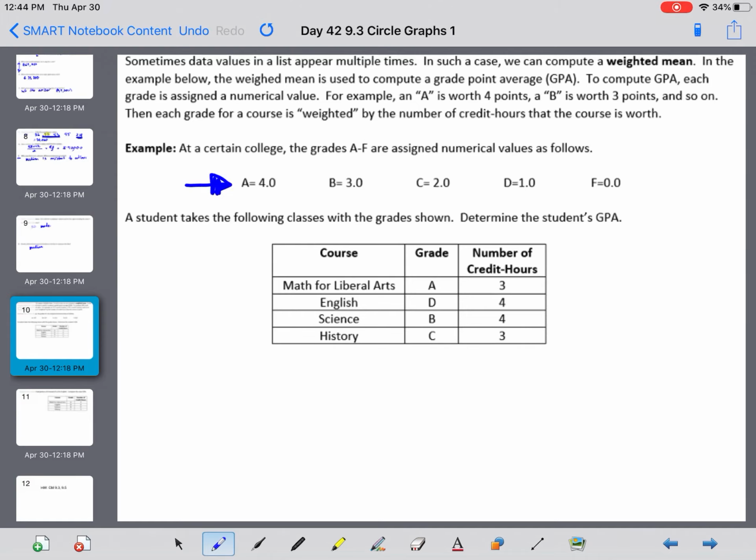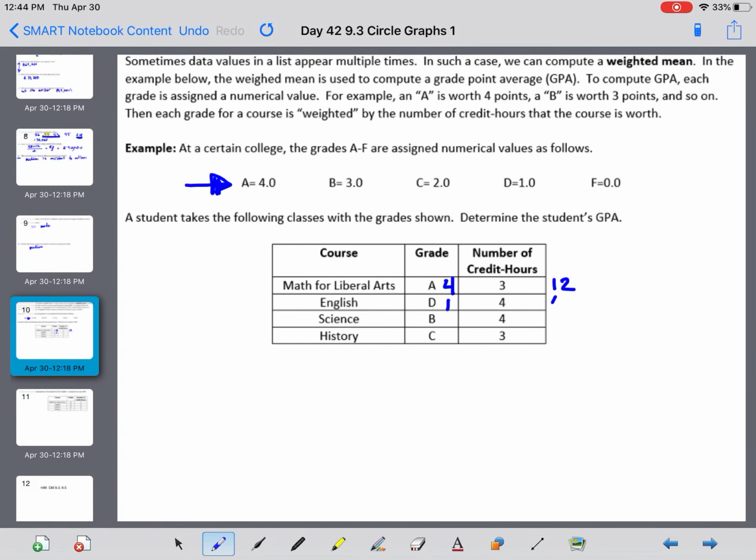Here's a very typical grading scale: an A is 4 points, a B is 3 points, and so on. Here's our report card. We had a math class, and the person got an A. So I remind myself that the grade of A is worth 4 points. If that is a 3-credit math class, this is worth 12 points toward my GPA, because I'm doing 4 times 3.